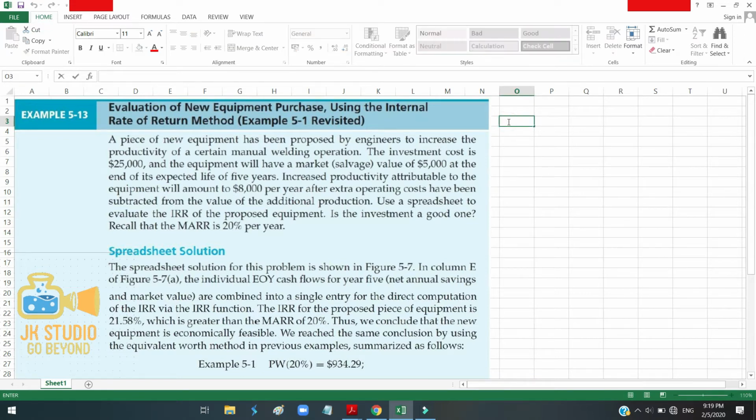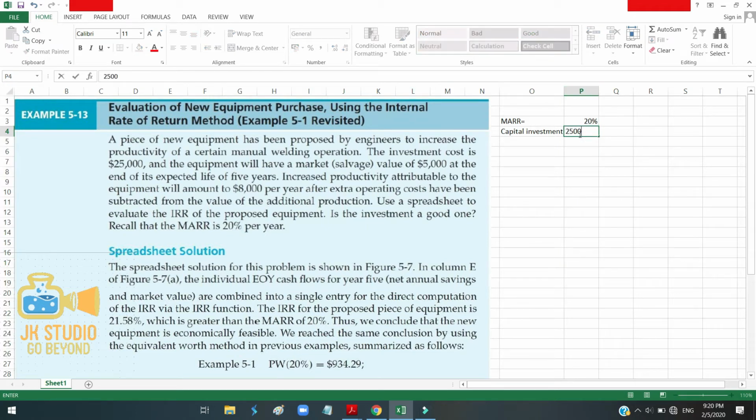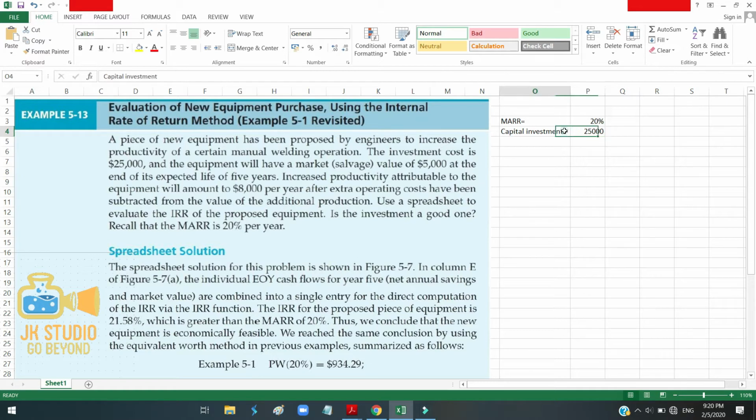So in the same way, we will jot down all the information. MARR is equal to 20%. And then the second piece of information is the capital investment, which is 25,000. And then the market value at the end, which is 5,000.